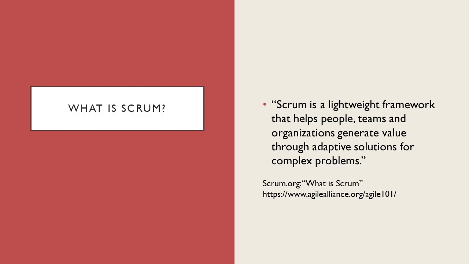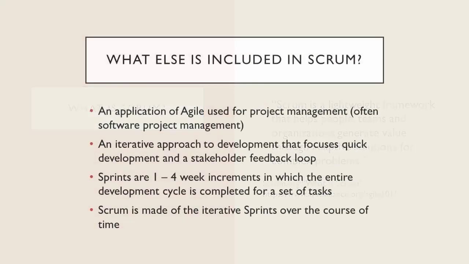According to Scrum.org, Scrum is a lightweight framework that helps people, teams, and organizations generate value through adaptive solutions for complex problems. In essence, Scrum is a way of managing development. Scrum utilizes something called sprints to achieve the aforementioned goals. Sprints are relatively short lengths of time in which a set of tasks are completed.